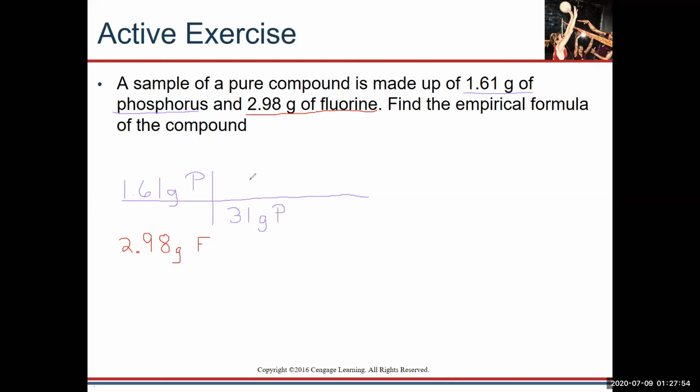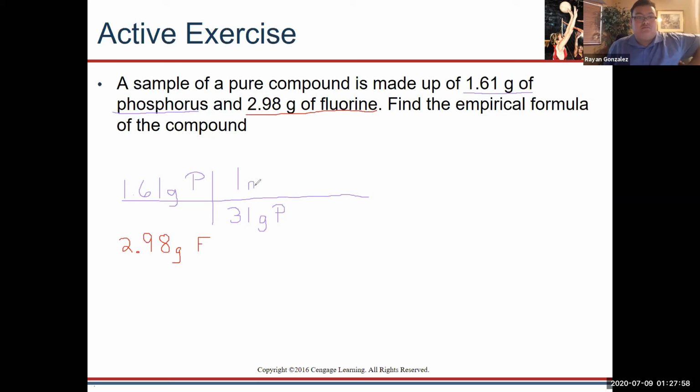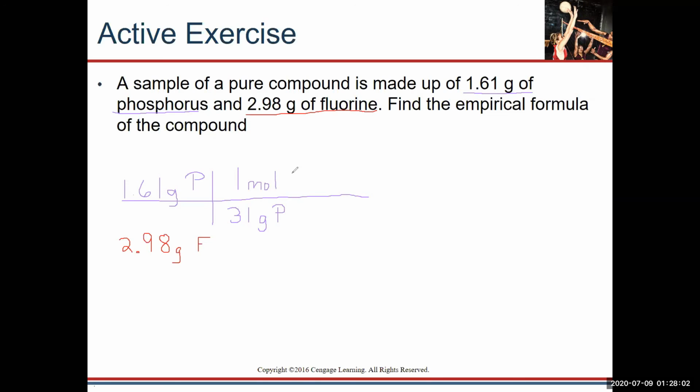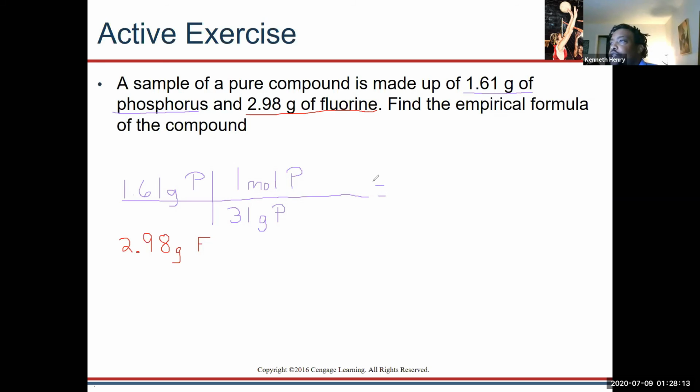Wait, I have a question. Where did you guys get the 31 from? Periodic table. Oh, okay. Never mind. I just rounded up because I'm lazy. Good question. And we're still keeping sig figs, correct? That is correct.